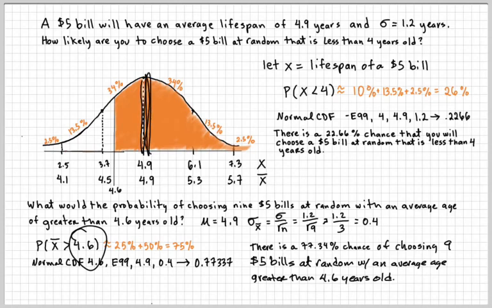Well, 4.9 and above, that's half. Half of all bills out there are 4.9. And you want more than 4.6. So even another little piece right here. So it's likely that when you choose 9 $5 bills at random, when you find out how old they are and you look up the average, you'll choose a group of 9. What type of chance? 77.34% chance, which is pretty high. I estimated at 75%.